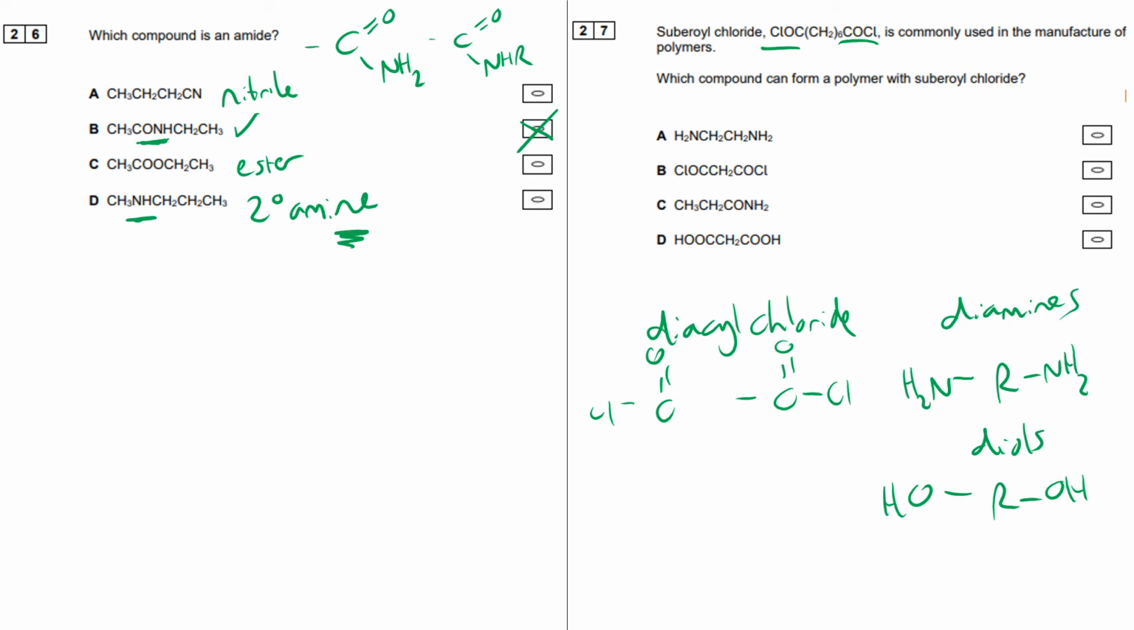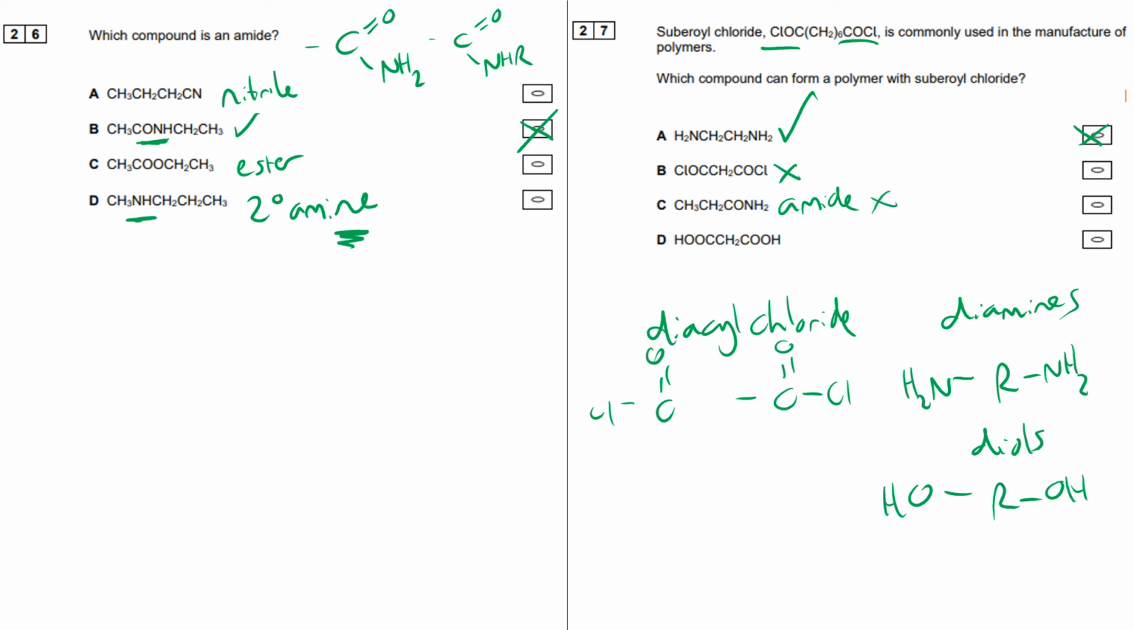So which compound will react with the diacyl chloride? Well, it's going to be a diamine or a diol. So A is correct. Let's just go through the others. That's also a diacyl chloride, so that won't react. That is an amide. It's only got one amide group as well, so that's not going to form any type of polymer.